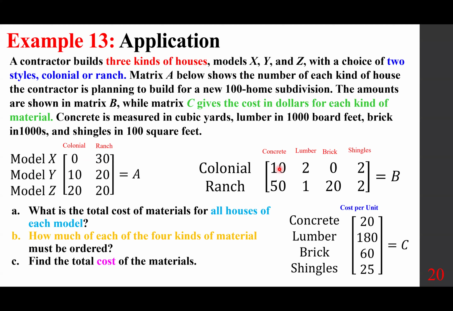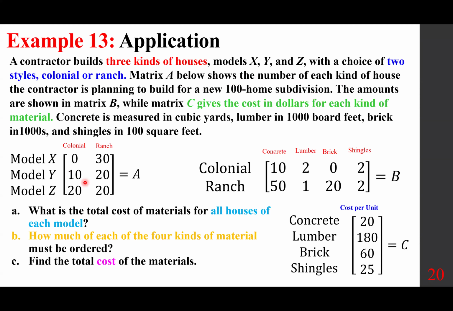Colonials need 10 units, if you will, of concrete, 2 units of lumber, 0 units of brick, 2 units of shingles. Ranch would need 50 units of concrete, 1 unit of lumber, 20 units of bricks, and 2 units of shingles. We're going to call it the B matrix. So matrix A shows the number of each kind of house the contractor is planning to build for a new 100 home subdivision.